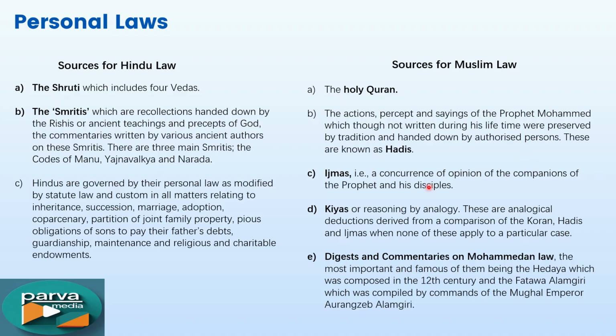Ijma: this refers to the consensus of opinion among the Prophet's companions and early Islamic jurists. It reflects collective reasoning on legal matters. Then comes Qiyas. This is reasoning by analogy, used when a case is not directly addressed in the Quran, Hadith, and Ijma.